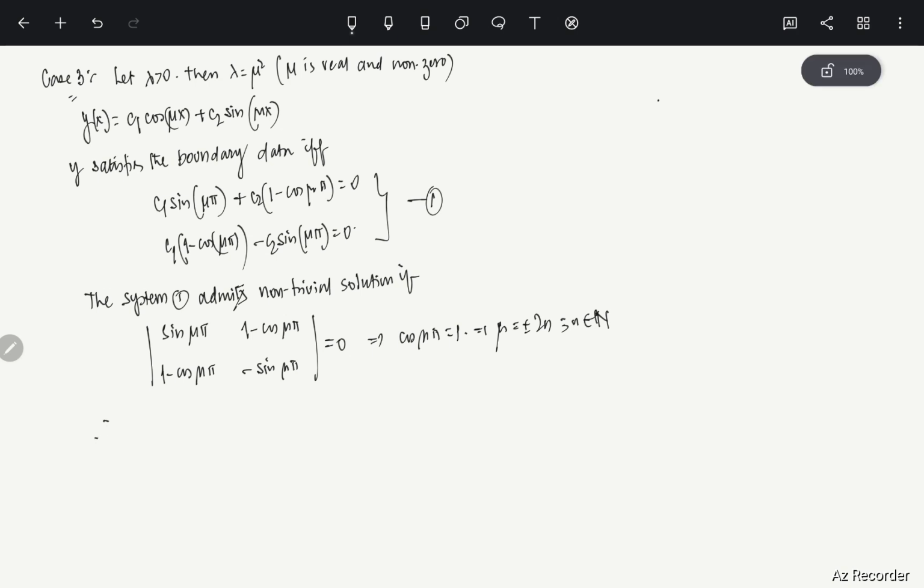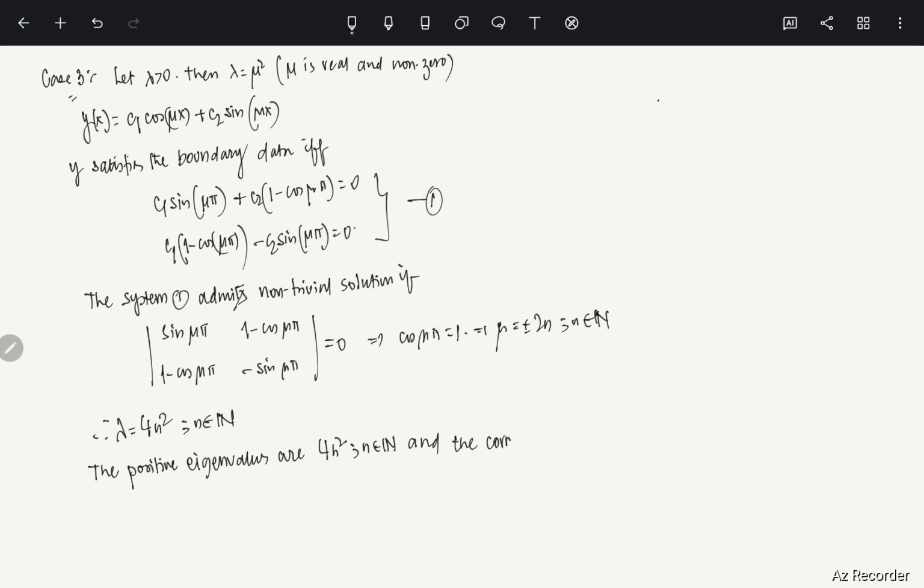Yes. So what is lambda? Therefore lambda has to equal 4n square, where n is in N. So what are the eigenvalues? Therefore the positive eigenvalues are 4n square, n in N, and the corresponding eigenfunctions are, let's say, phi n of x is sine of 2nx and phi n of x is cosine of 2nx.